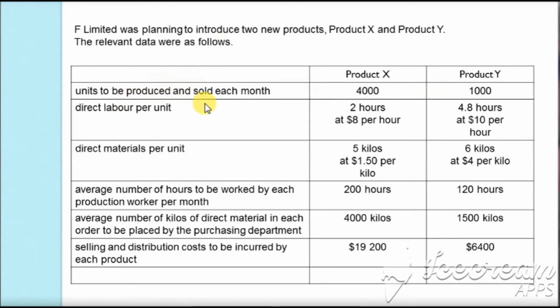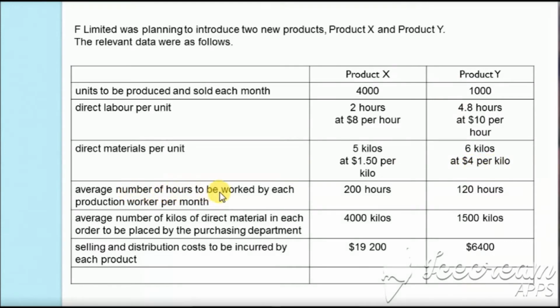The units to be produced and sold each month are 4,000 for X and 1,000 for Y. Direct labor per unit is 2 hours at the rate of $8 per hour for X, and for Y it is 4.8 hours at the rate of $10 per hour. The direct material per unit is 5 kilos for X at the rate of $1.5 per kilo, and for Y it is 6 kilos at the rate of $4 per kilo.